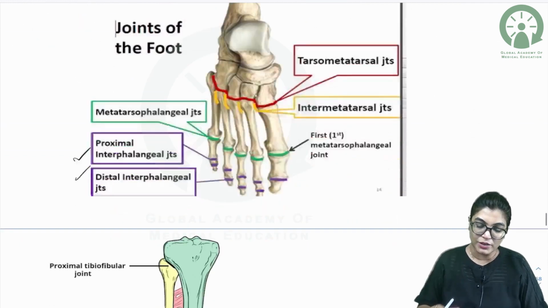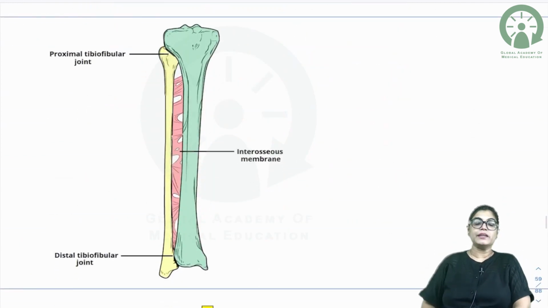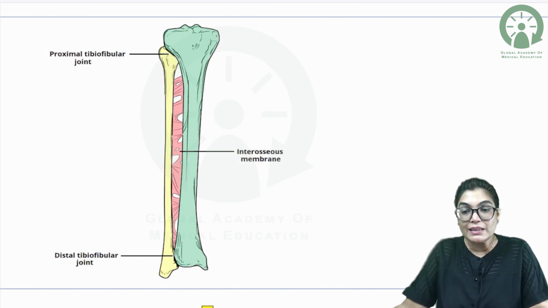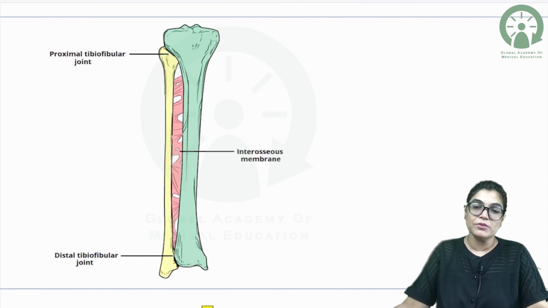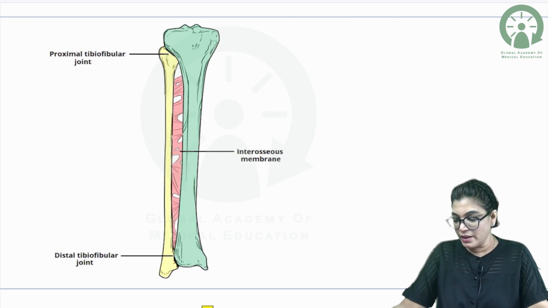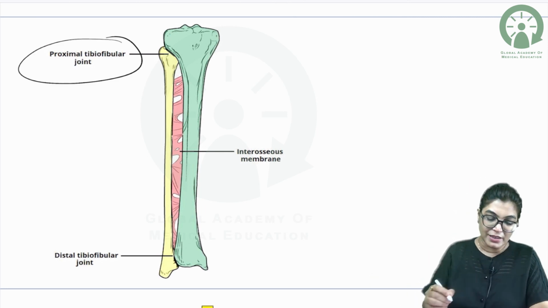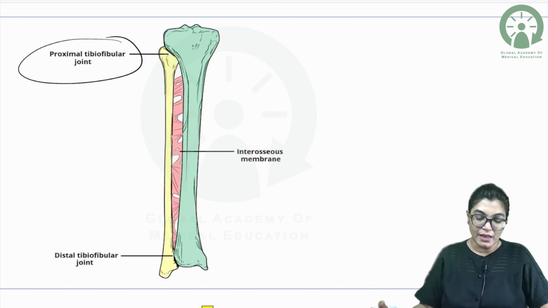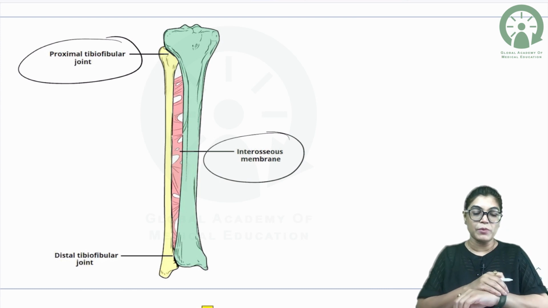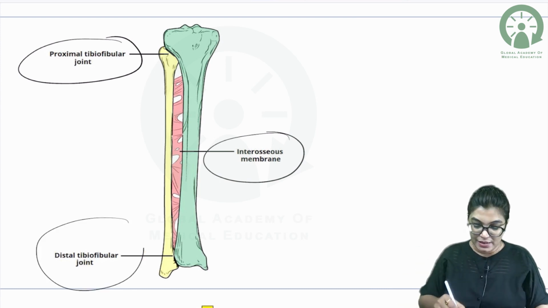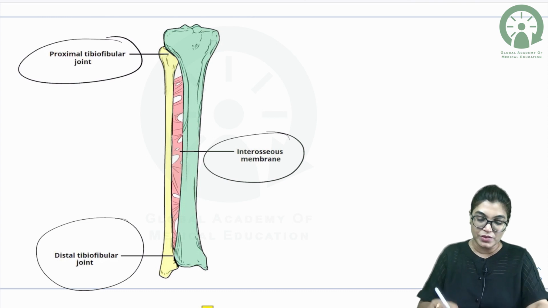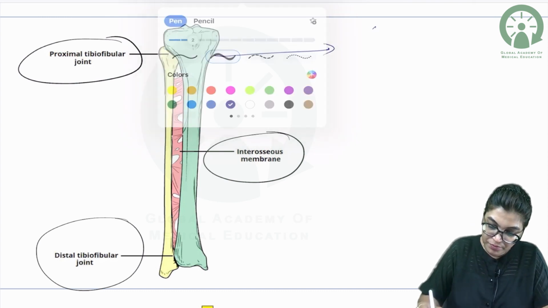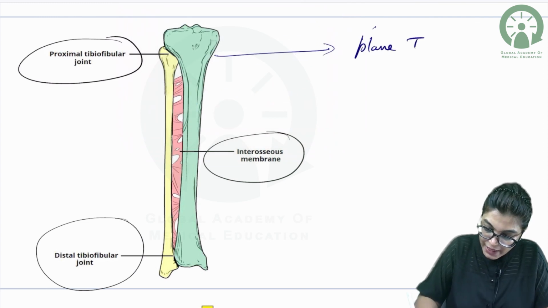Now, the articulation between tibia and fibula takes place at 3 levels. Proximal tibiofibular articulation, middle tibiofibular articulation, and distal tibiofibular articulation. The proximal tibiofibular articulation is an example of a plain type of synovial joint. The middle, which is joined by the interosseous membrane, is an example of a fibrous joint, and the distal tibiofibular articulation is an example of syndesmosis. So please write down. Proximal will be an example of a plain type of synovial joint.